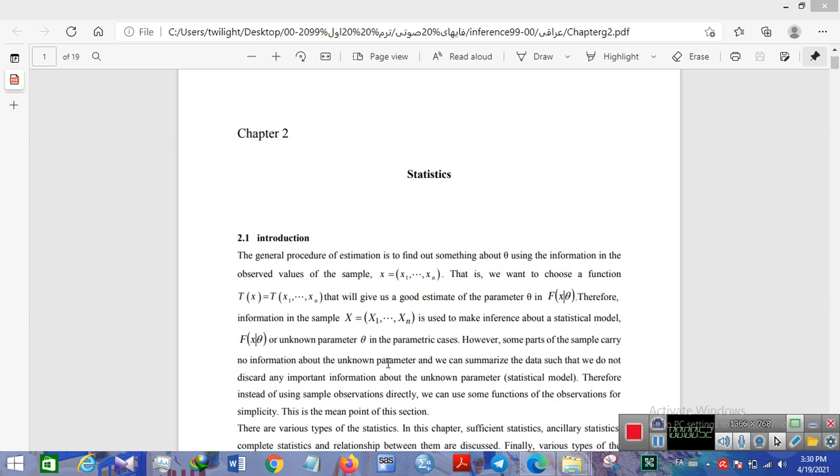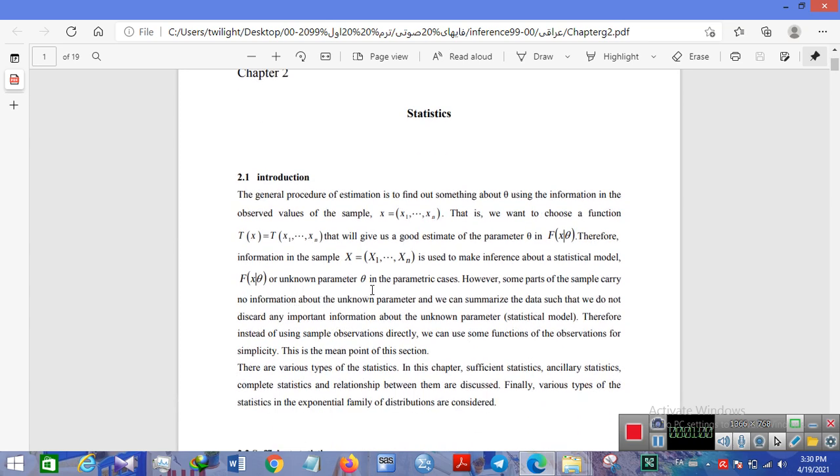So the statistic T(x) is important, and we have some different statistics. For example, sufficient statistic, ancillary statistic, and complete statistic, and there are some relations between these types of statistics. So we work and study these different kinds of statistics.